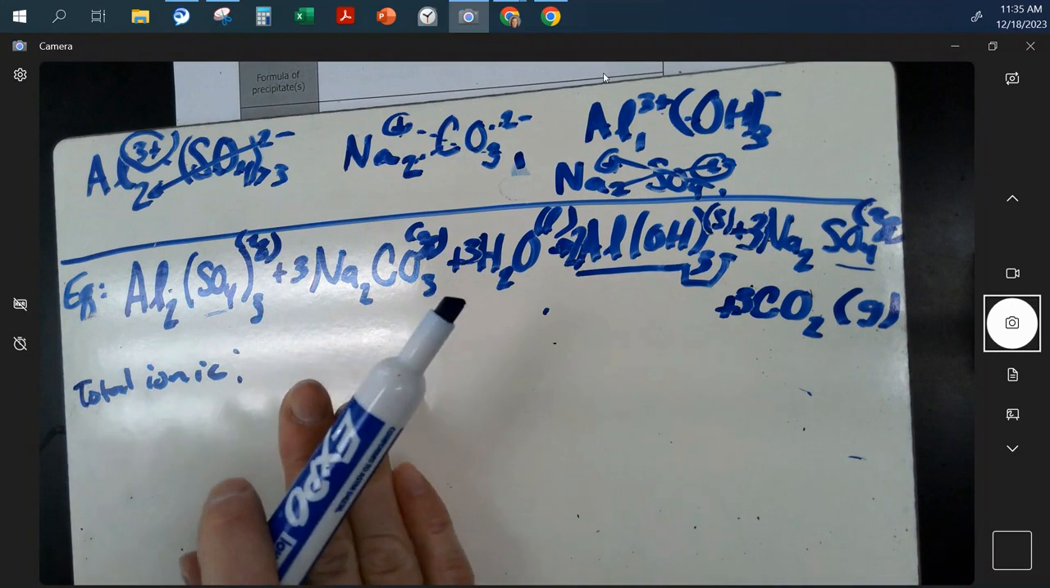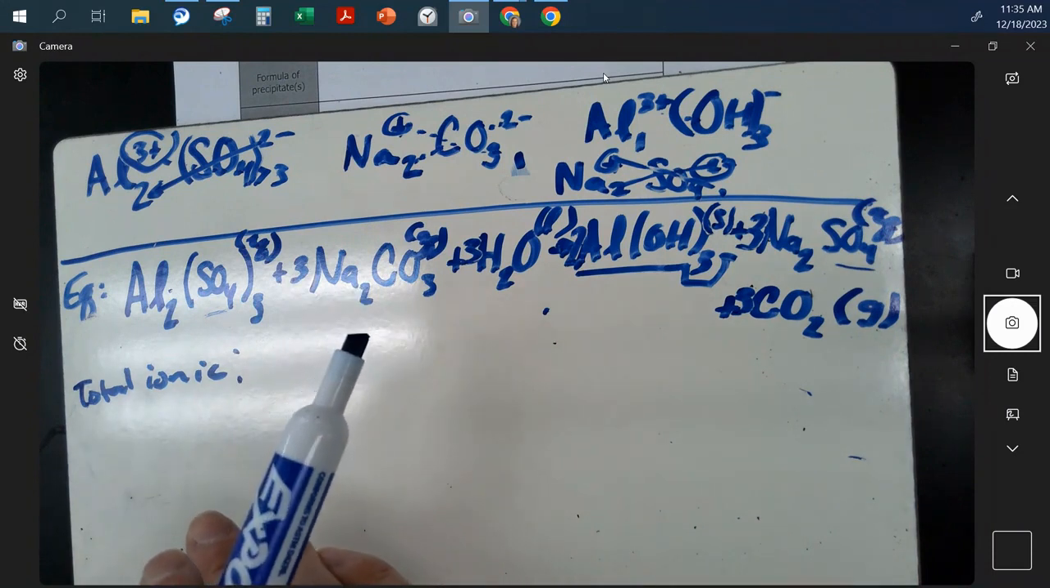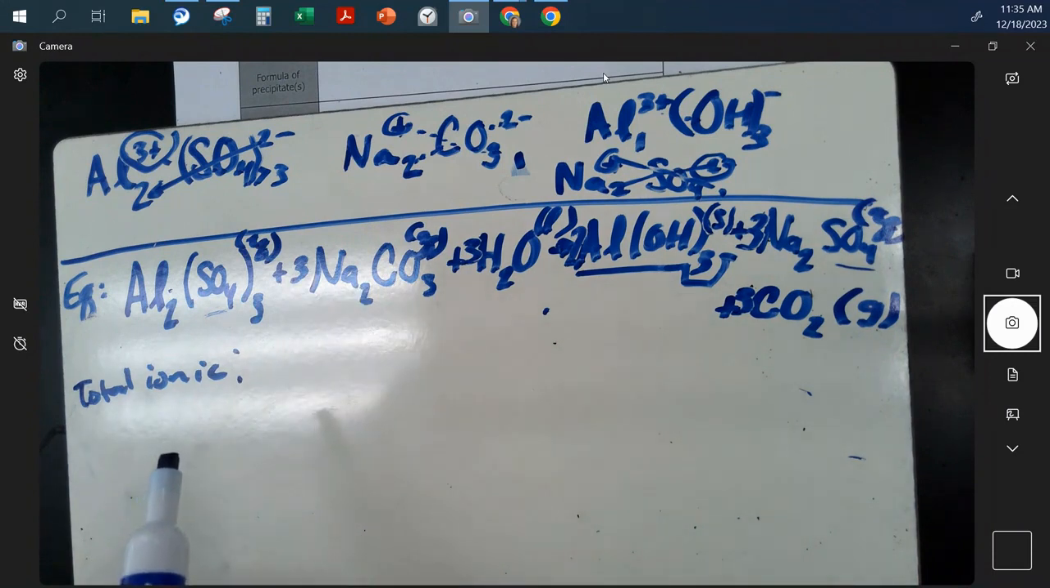So maybe look back at part number 1. What did we do? You left out the spectators. So that we're doing that, complete ionic. Okay, so we are going to break anything apart into its ions, if it can form an ion.